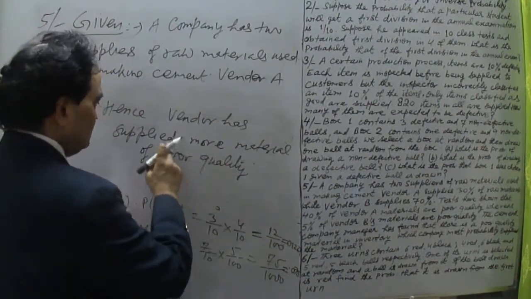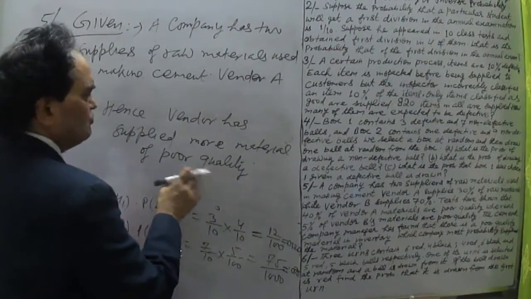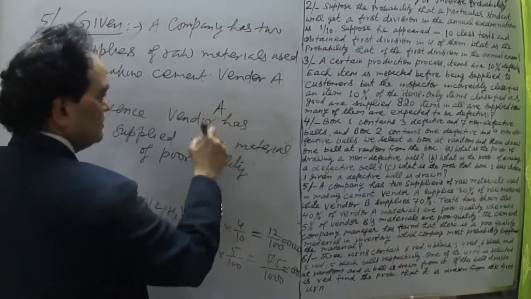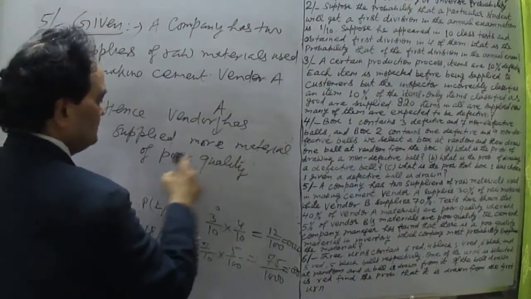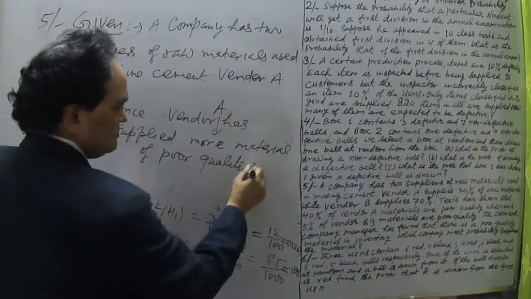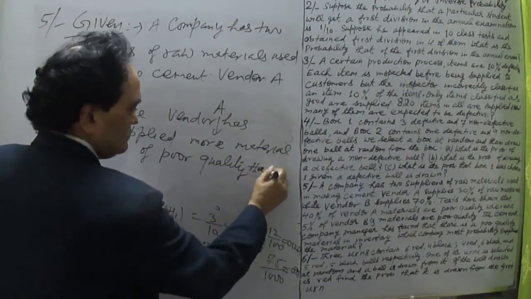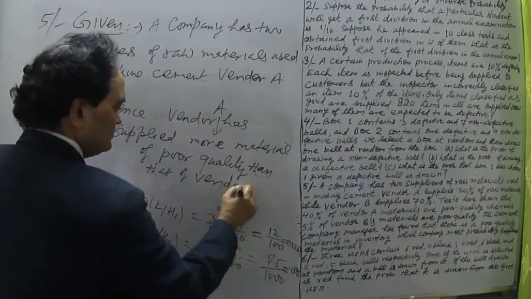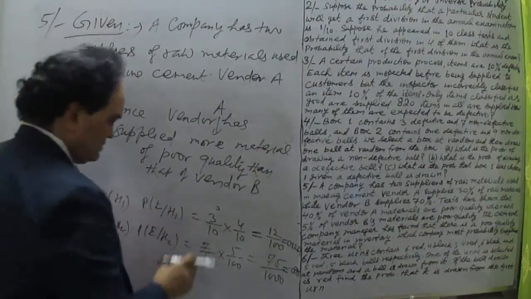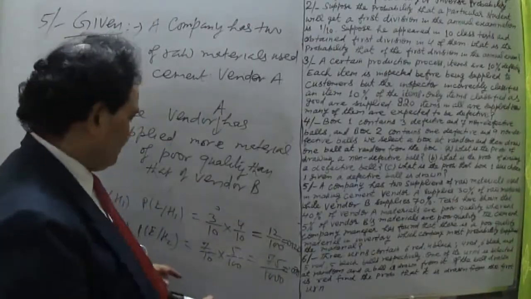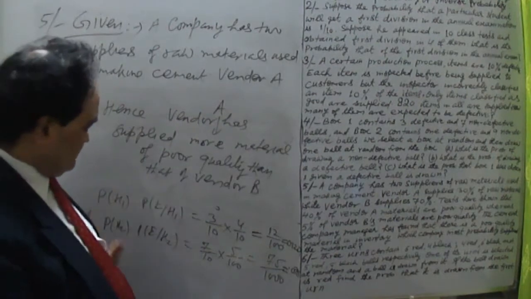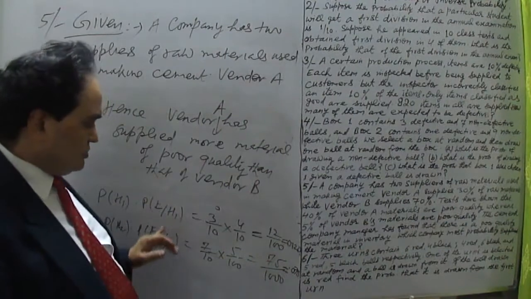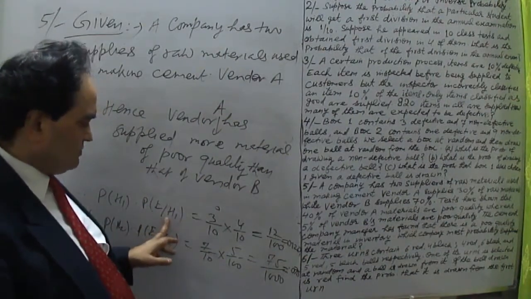Okay, so vendor A has supplied more material of poor quality than that of vendor B. Try to understand the point. Here we have to just compare the material which they have supplied. Now here, this is prior probability, this is likelihood probability, of which are more likely to happen. Now this is more likely to happen here.